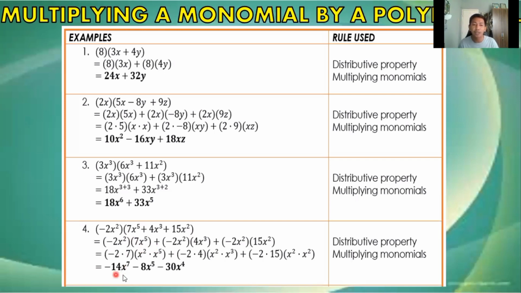This will give us negative 14x raised to 7. While negative 2x raised to 2 times 4x cubed, it will give us negative 8x raised to 5. And negative 2x raised to 2 times 15x squared is equal to negative 30x raised to 4. Therefore, the product, when you multiply negative 2x squared times 7x raised to 5 plus 4x cubed plus 15x squared, is equal to negative 14x raised to 7 minus 8x raised to 5 minus 30x raised to 4. I hope that's clear. Let's proceed with the next. Okay, another example under multiplying a monomial by a polynomial.